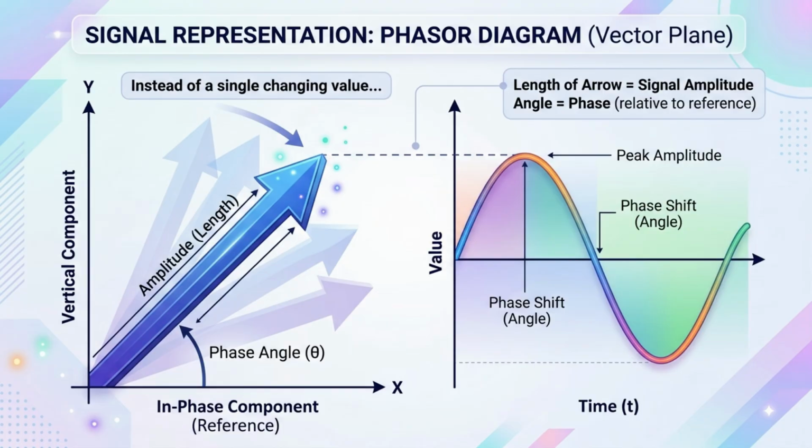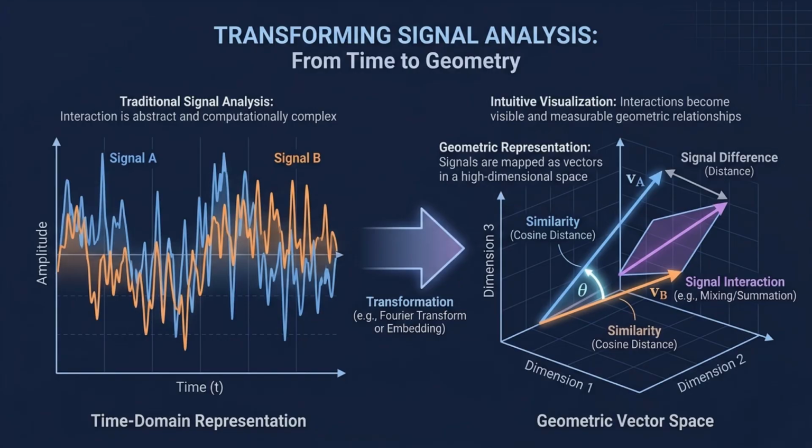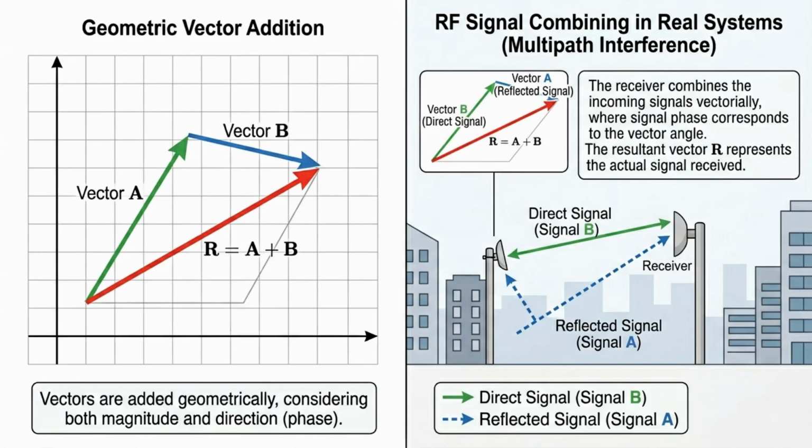Instead of thinking of a signal as a single changing value, we can represent it as an arrow in a two-dimensional plane. The length of the arrow corresponds to signal amplitude, while the angle corresponds to phase relative to a reference signal. This representation transforms signal analysis from an abstract time-based problem into a geometric problem, where interactions between signals become visual and intuitive. One of the most important properties of vectors is that they can be added geometrically.